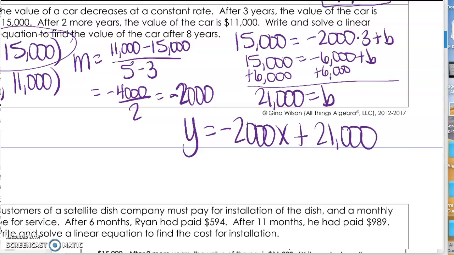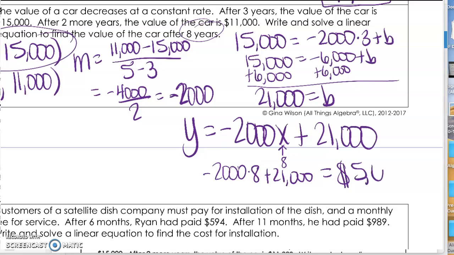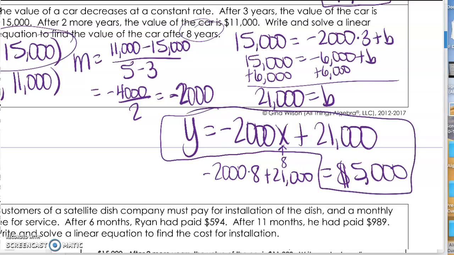So now we want to find how much it's going to be worth after 8 years. So you're going to plug 8 in for x. So negative 2,000 times 8 plus 21,000, to find the value of the car after 8 years, and that would be $5,000. So again, we need that equation and that amount.